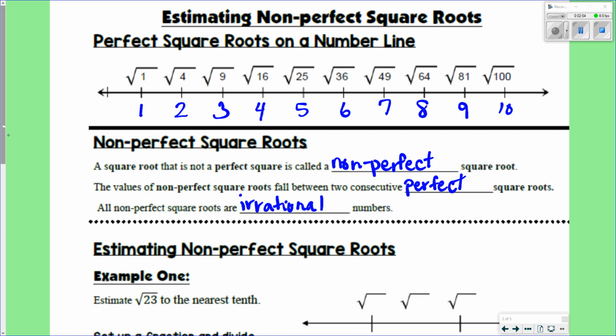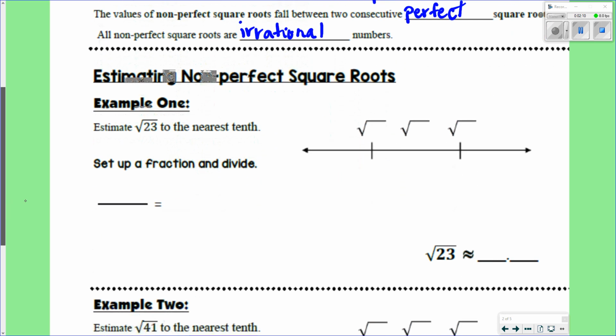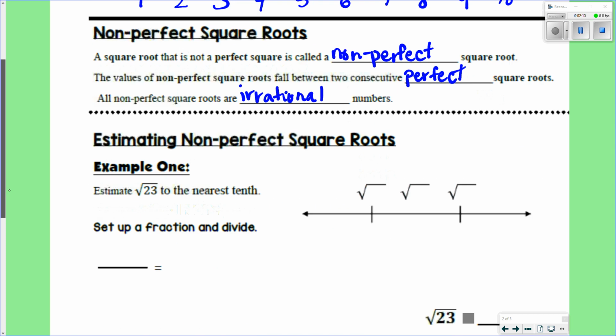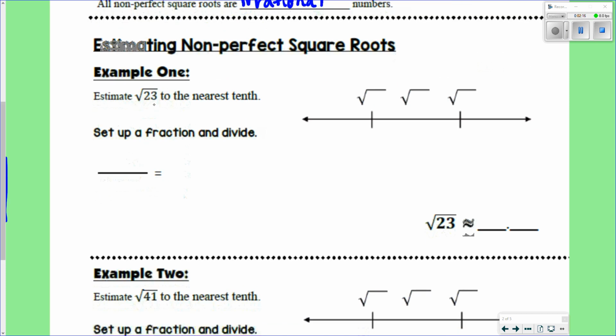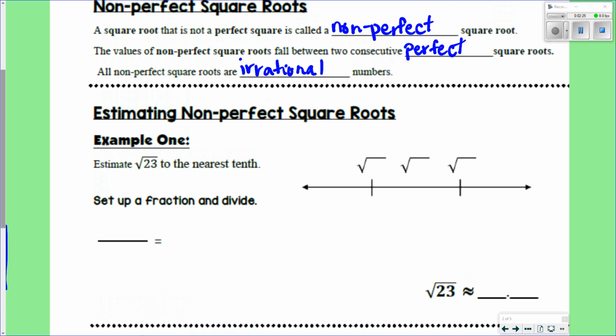All right, so let's get to estimating our non-perfect square roots, and let's look at our first example. Example number 1, we're going to estimate the square root of 23 to the nearest 10th. Let me scroll up just a little bit more so I can refer back. All right, so we are going to estimate the square root of 23 to the nearest 10th place. The values of non-perfect square roots fall between two consecutive perfect square roots. So there is not a number times itself that's going to give you 23.